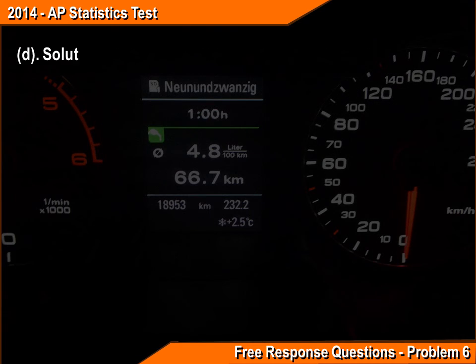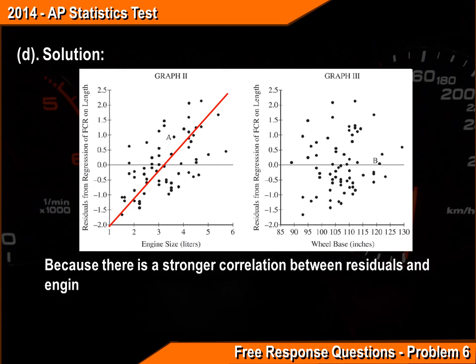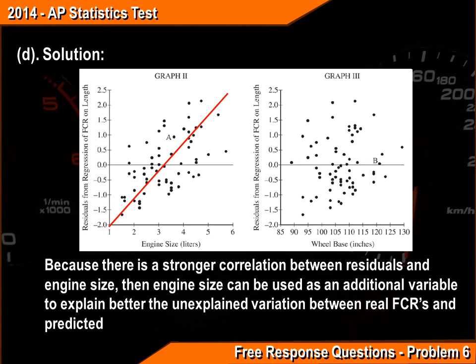To answer this question, we have to compare graphs 2 and 3. We can see that points in graph 3 are more spread than points in graph 2. Because there is a stronger correlation between residuals and engine size, then engine size can be used as an additional variable to explain better the unexplained variation between real FCRs and predicted FCRs.